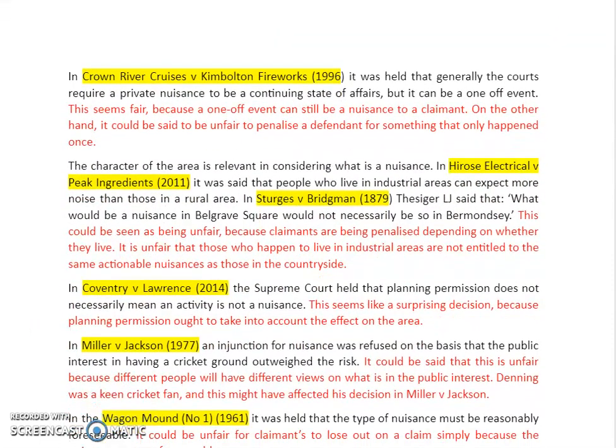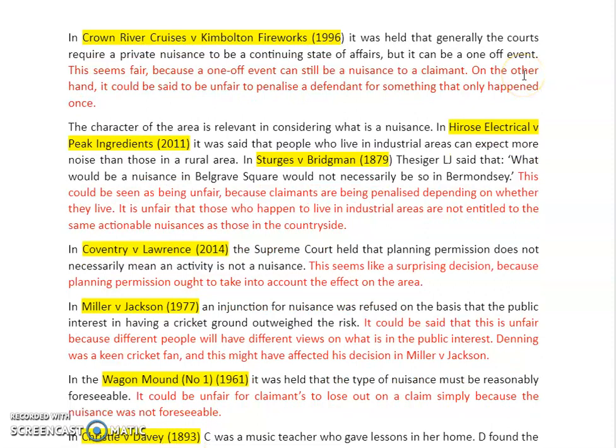Moving on to Crown River Cruises and Kimbolton, it was held that generally the courts require a private nuisance to be a continuing state of affairs. And I think that makes sense. It seems logical that the longer something goes on for, the more likely it is going to be seen as a nuisance. But the case did hold that it can be a one-off event. And that seems fair because a one-off event can still be a real nuisance to a claimant. But on the other hand, we could argue it's unfair to penalise a defendant for something that only happened once. It's not a continuing state of affairs.